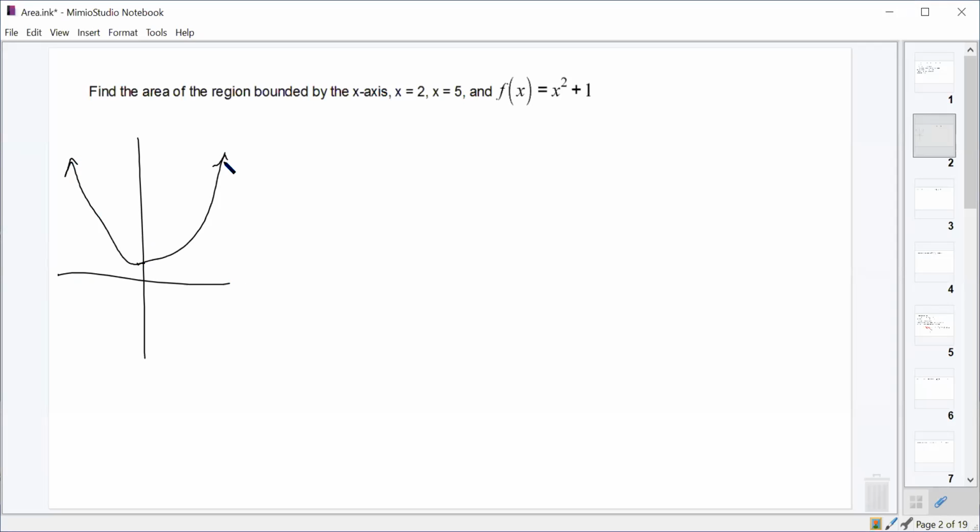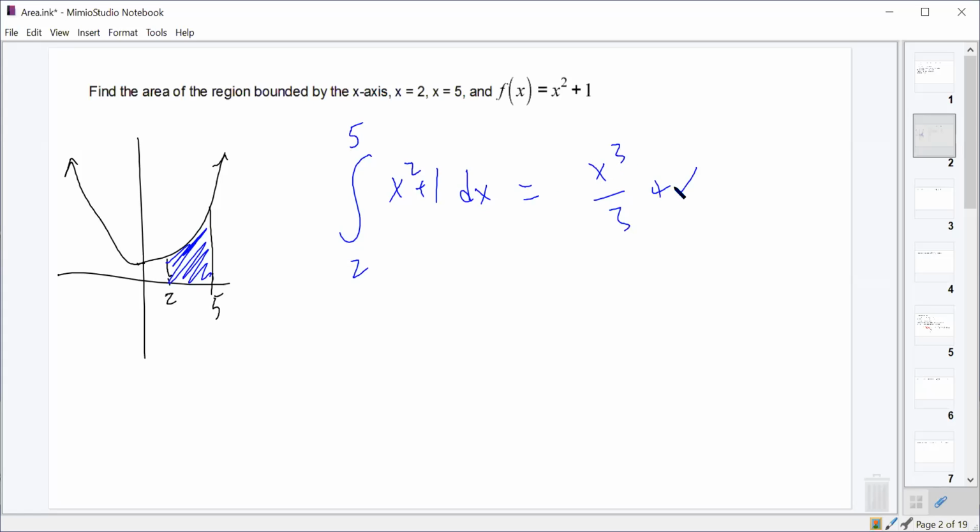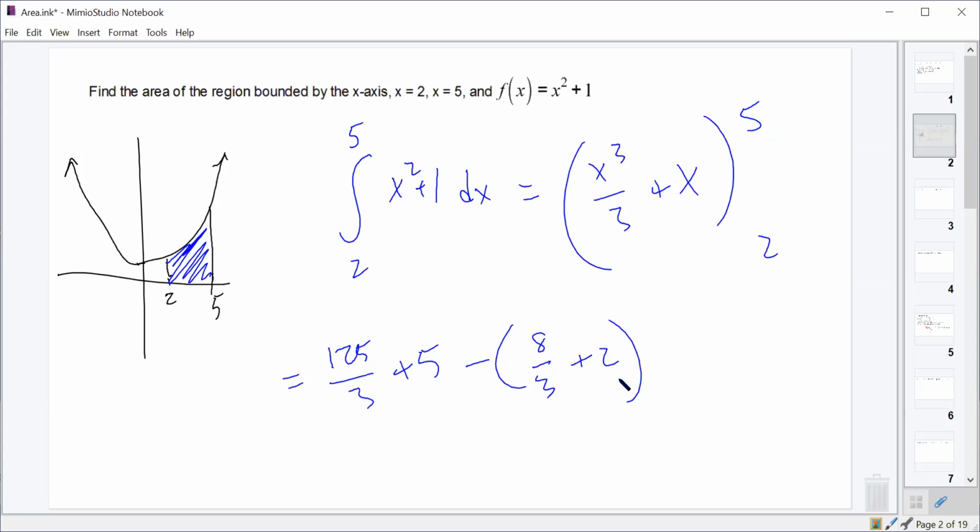So all we have to do to find that area from 2 to 5 is just integrate that function from 2 to 5, right? So that'll be the integral from 2 to 5 of x squared plus 1 dx, which is x cubed over 3 plus x, evaluated from 2 to 5, which, what does that come out to be? 125 thirds plus 5 minus 8 thirds plus 2.